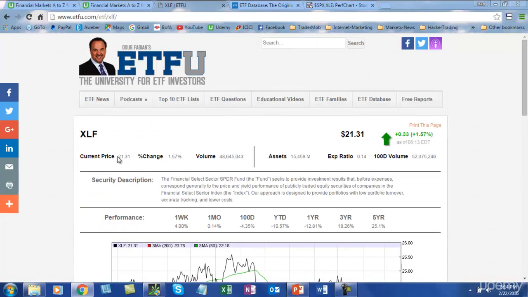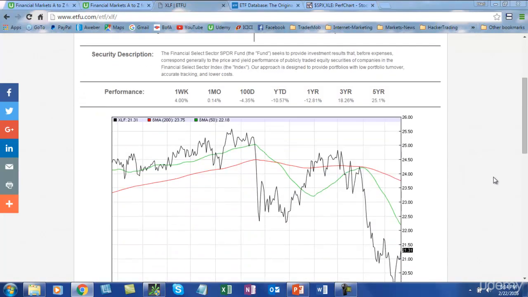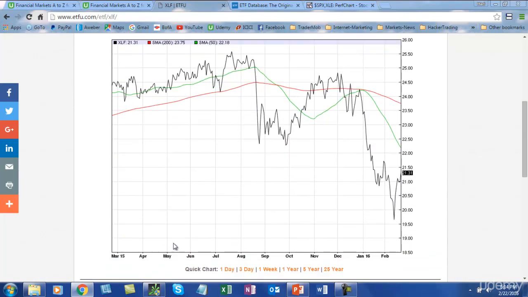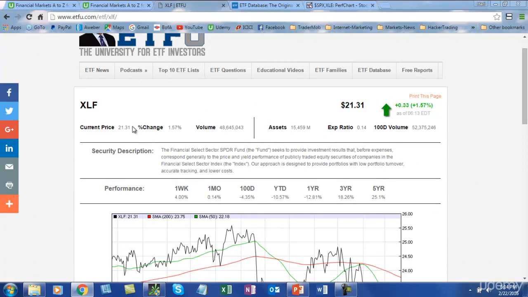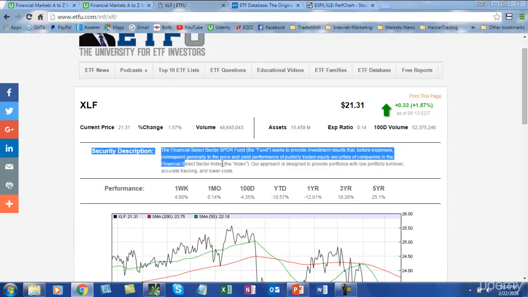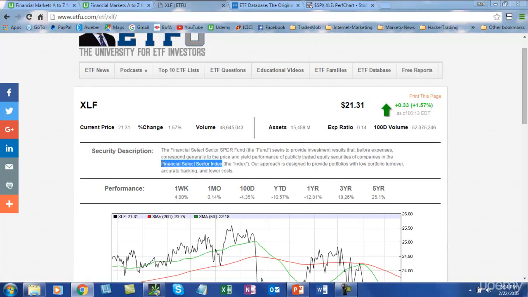You'll see that the current price is 21.31. And this is the performance over the last 1 year. You can see XLF had a high of about 25, came down as low as 19. Now it's at 21. It tracks all the financial companies. Here it'll tell you which index it's actually tracking. So here you can see that it tracks the Financial Select Sector Index. Okay, so this is the index that it tracks.